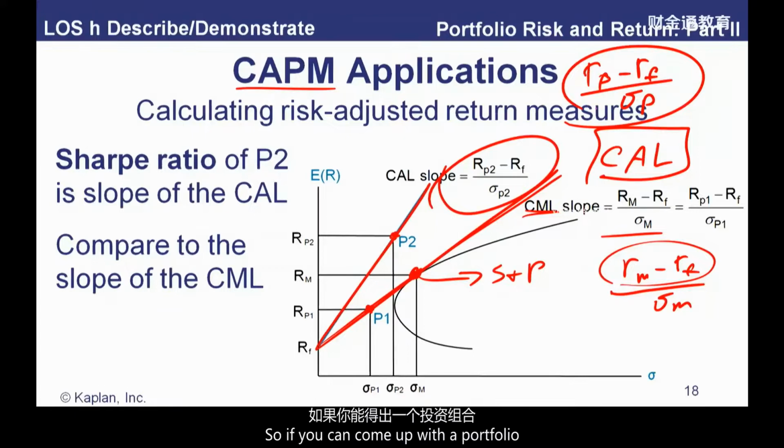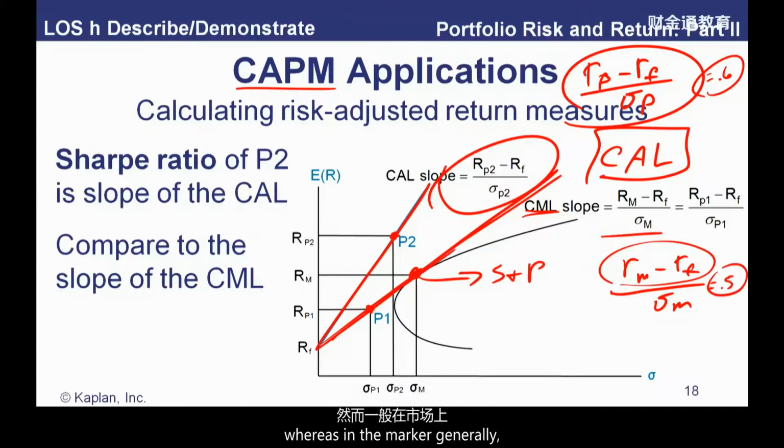So if you can come up with a portfolio that has a Sharpe ratio equal to 0.6, when the Sharpe ratio of the market is 0.5, that says what? That says you are a superior analyst. You can generate 60 basis points of return for every 1 unit of risk, whereas in the market generally, the best we can do is 50 basis points of return for every unit of risk.